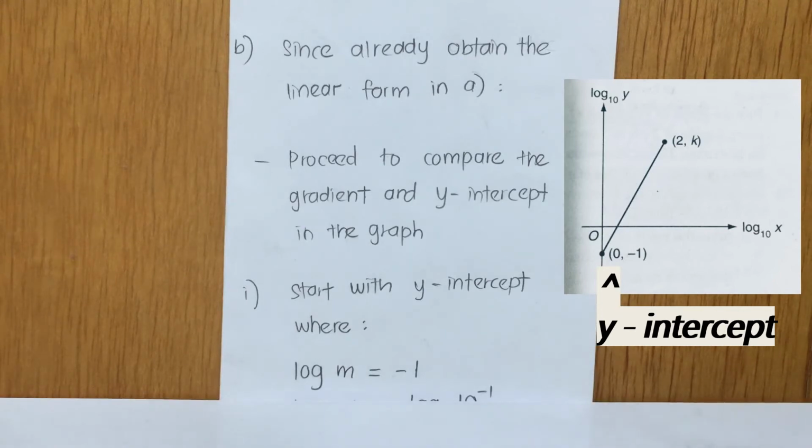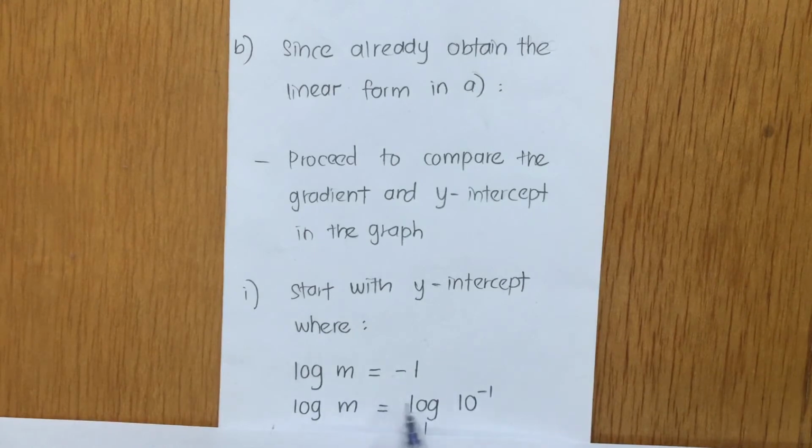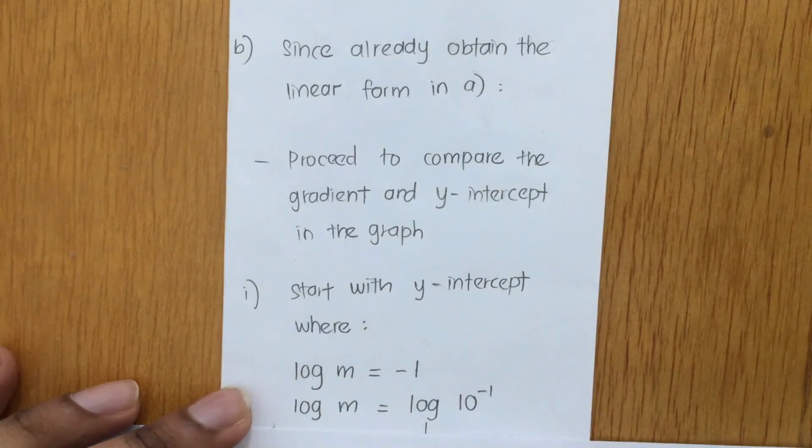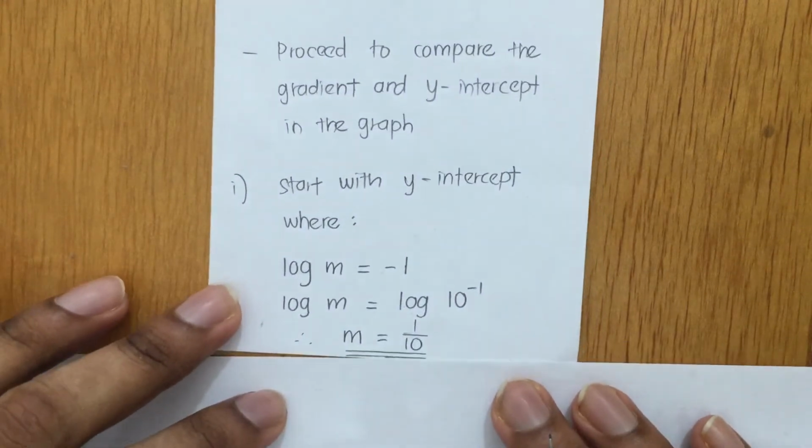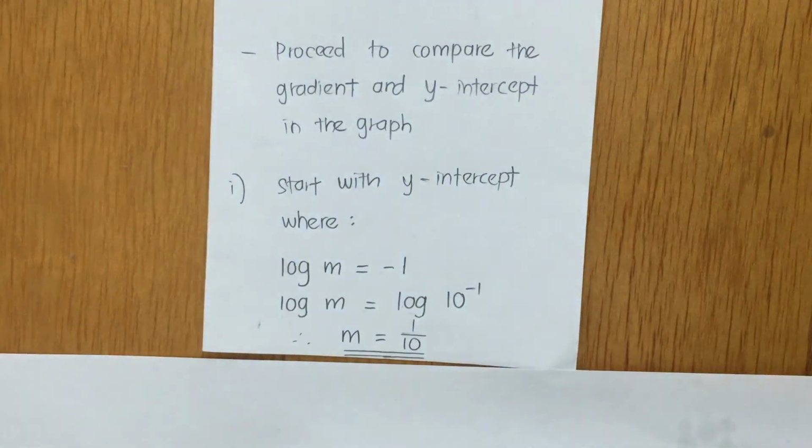To proceed to the next step, we log this negative 1 with respect to base 10. So from here you get log m equals log 10 to the power of negative 1, because when you move the negative 1 to the front, log 10 becomes 1. So negative 1 times 1 gives back the original answer. Then the log and log cancel off, so you're only left with m equals 10 to the power of negative 1, which is also equal to 1 over 10. So this is your first answer, where m is equal to 1 over 10.